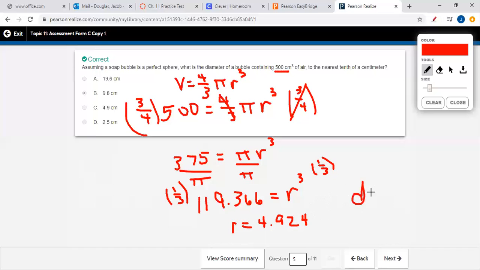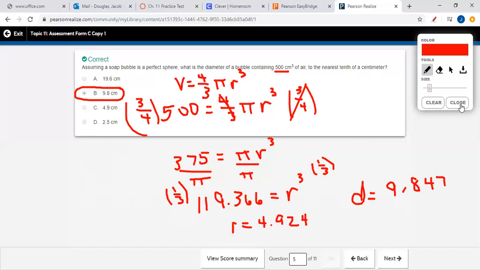So the diameter is actually the radius times 2, which is 9.847, which in this case corresponds to answer choice B. So not terribly hard, a couple steps, just solving for a missing variable and then multiplying that by 2 to get your answer.